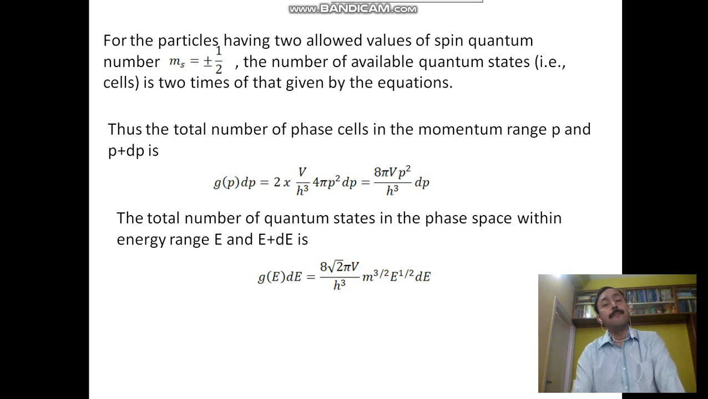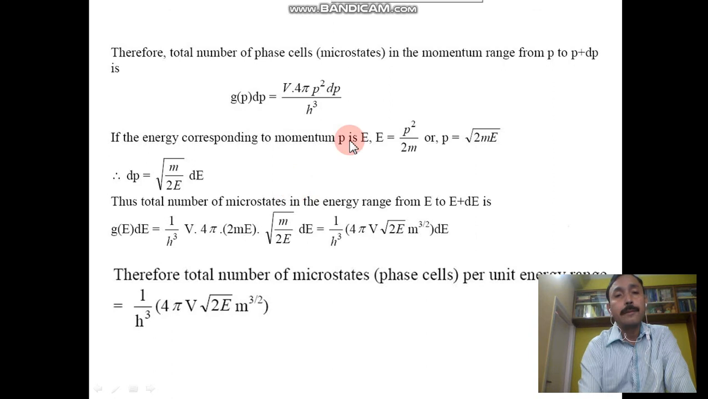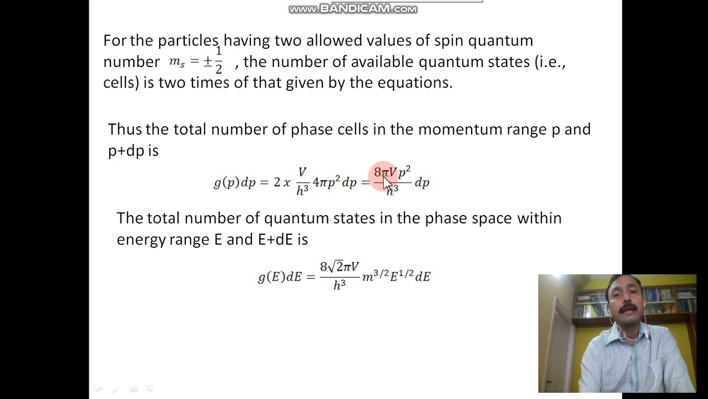For particles having two allowed values of spin quantum number, ms equal to plus or minus half, the number of available quantum states, that is the cells, is 2 times that given by the equations. Thus, the total number of phase cells in the momentum range p and p plus dp is G(p)dp, multiplied by these two states. Already we have calculated G(p)dp as V into 4 pi p square dp by h cubed, so it becomes 8 pi V p square by h cubed dp.